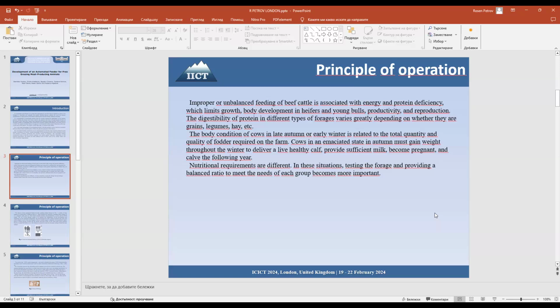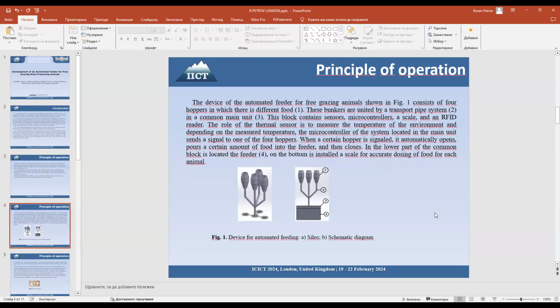The body condition of the cows in the late autumn and early winter is related to the total quantity and quality of the fodder required on the farm. Cows in emaciated states, especially in the autumn, must gain weight throughout the winter to deliver a live, healthy calf, provide sufficient milk, become pregnant, and calve the following year. Nutritional requirements are different, and in this situation, testing the forage and providing a balanced ratio to meet the needs of each group becomes more important.